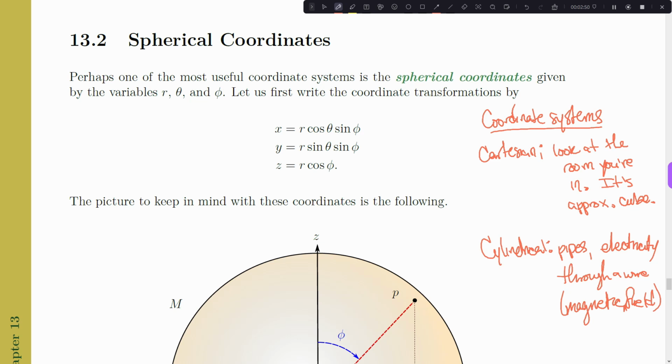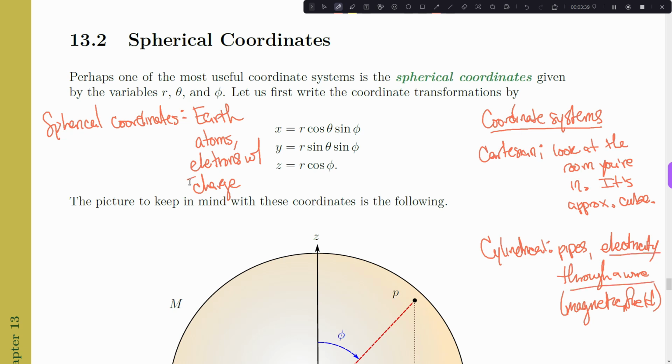And then jumping to spherical coordinates, well, if we jump out far enough, where do we live? We live on an Earth, and that is a sphere. So, we live on a sphere, and then also if we look at atoms, or even electrons, individual particles. Any individual particle with a charge is going to have some sort of spherical symmetry to it, and so depending on whether we're talking about electricity through a wire, or maybe just a single electron with a charge, we're going to want to use a different coordinate system.